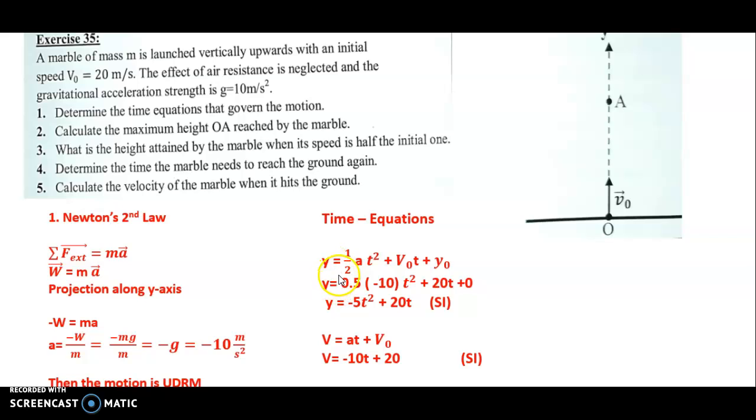Doing the substitutions, y equal 0.5, or half is 0.5, a is minus 10, t squared, plus v initial is given to be 20 meters per second, plus the initial position is 0 because it started from the origin of the y-axis. So y equal minus 5t squared plus 20t in the SI unit. Now the speed time equation is v equal at plus v naught. a is minus 10 and v naught is 20, so v equal minus 10t plus 20 in the SI unit.